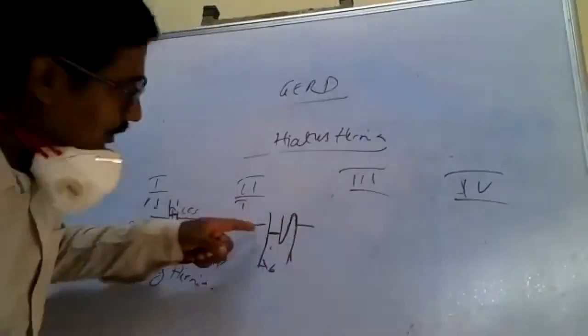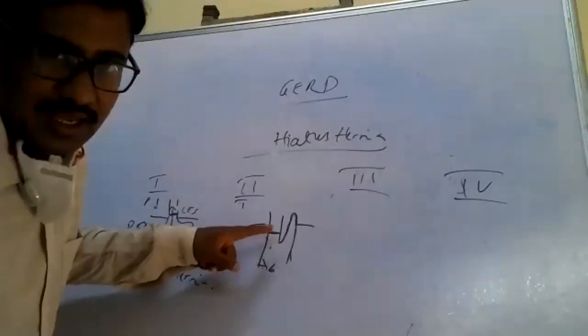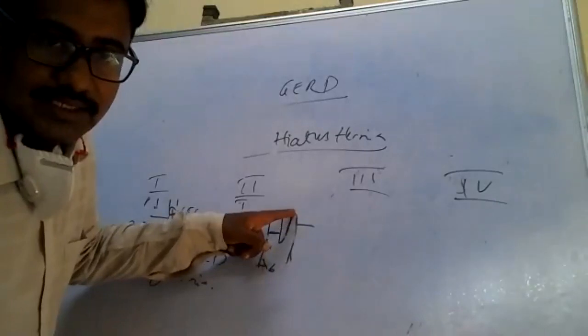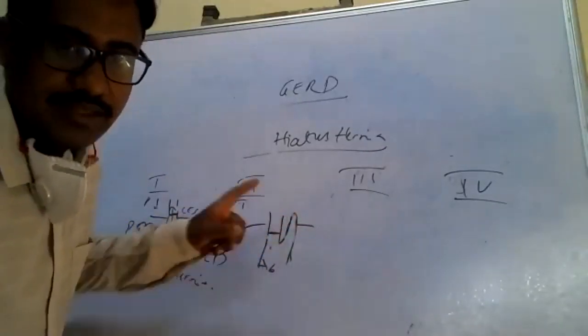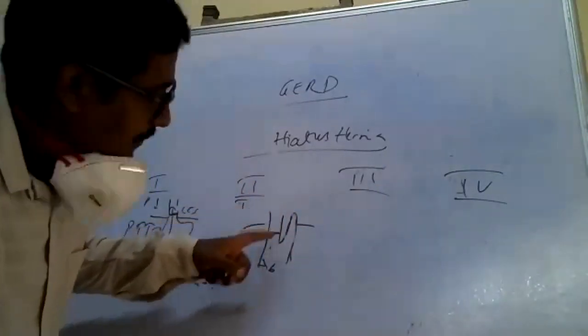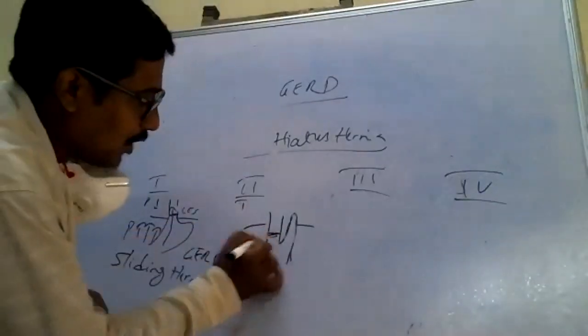The stomach will roll into the thorax, but the lower esophageal sphincter will lie in the abdomen. Only the stomach content is going upwards into the thorax. This will cause ischemia of the stomach, but there won't be any reflux. Why is there no reflux of the gastric contents into the esophagus? Because the lower esophageal sphincter is present in the abdomen.